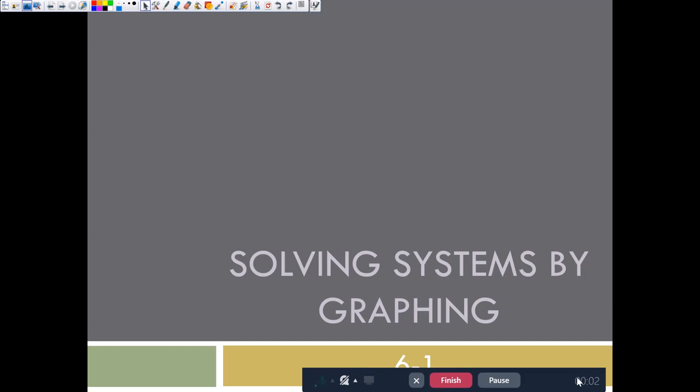Alright, so we're going to be talking about solving systems. That's what our next unit is. And the first method of solving systems that we're going to be doing is by graphing. It's important to know that a system of linear equations is two or more linear equations with the same variables. And that's what's on the next slide.